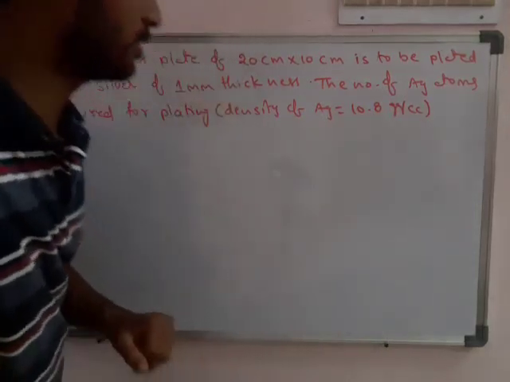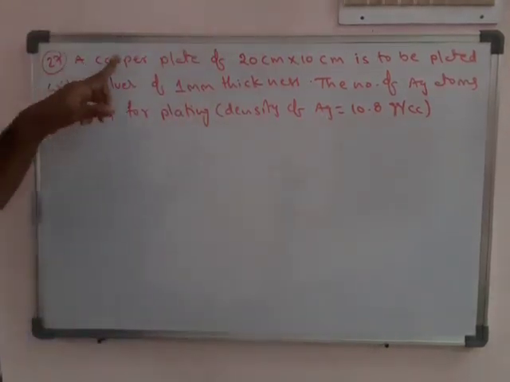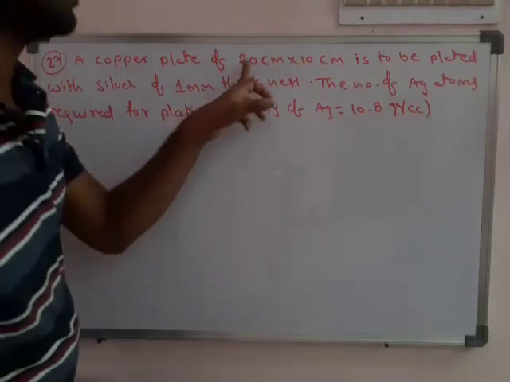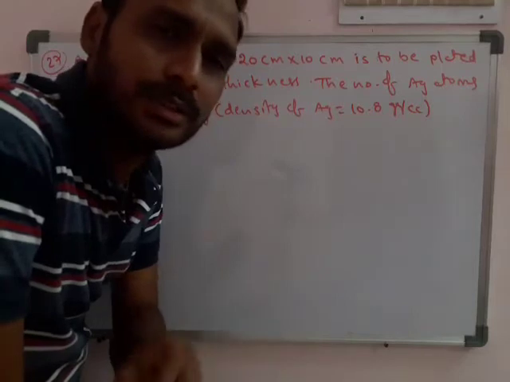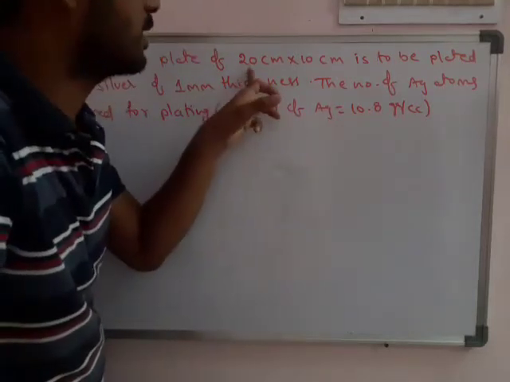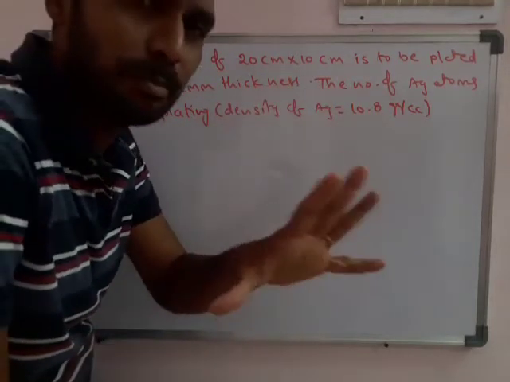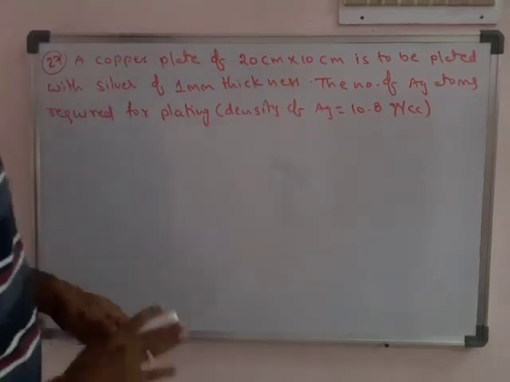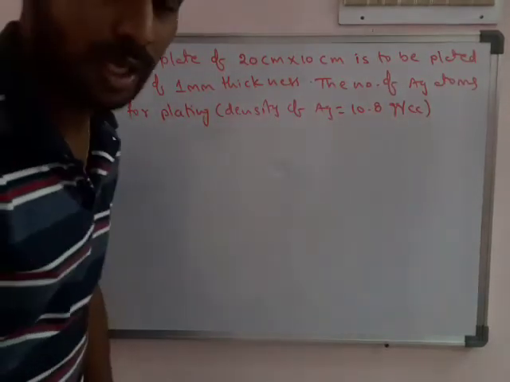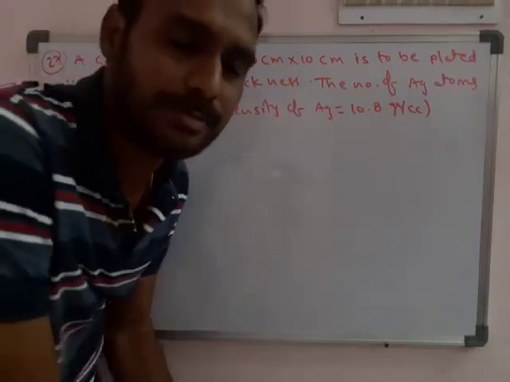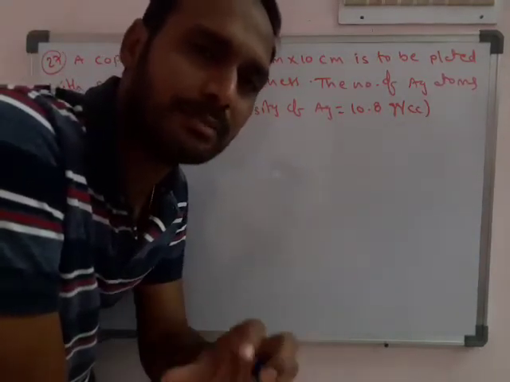So, a copper plate of 20 centimeter into 10 centimeter size is to be plated with silver. To be plated is nothing but it must be coated. We can say plating means nothing but coating.